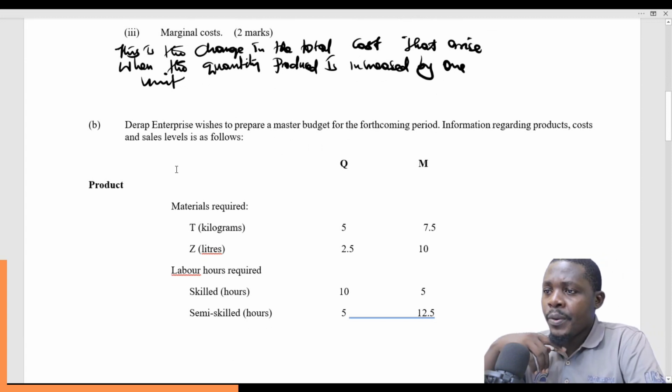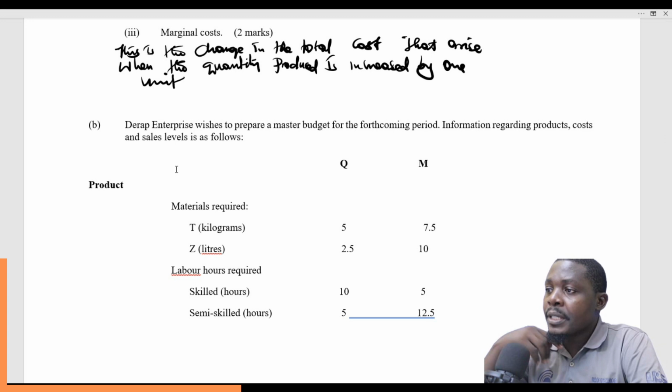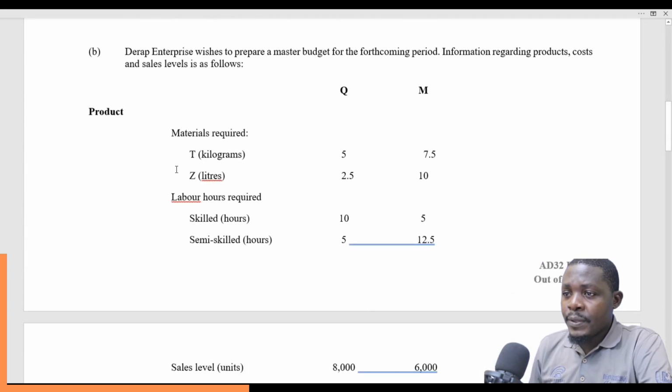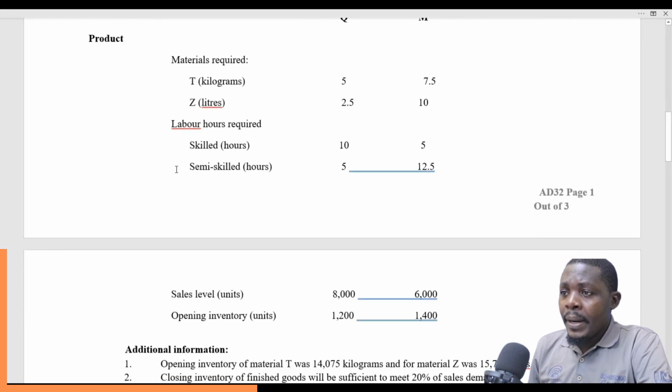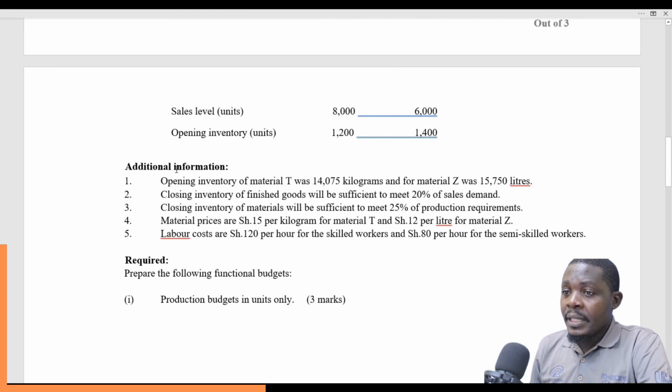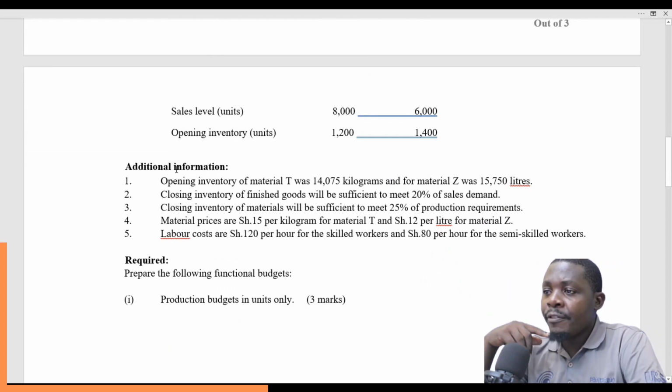Part B. Derap Enterprise wishes to prepare master budgets for the forthcoming period. Information regarding the product cost and sales level is as follows. We are given the material required for Q and M, 10 kilograms, certain liters. Labor hours required have also been given for skilled and semi-skilled. Sales levels have been given. Then additional information: opening inventory is 1,200 for Q and 1,400 for M.